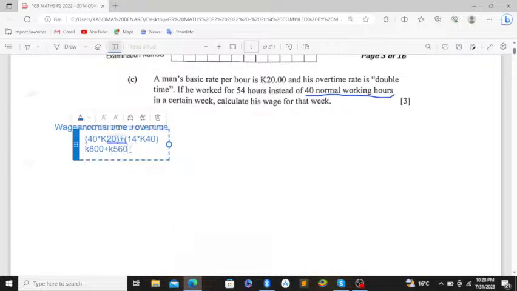Now we're going to find the sum of those. 800 plus 560 will give us 1360 kwacha. This is the amount he got in that particular week, the sum he got at the end of the week according to the number of hours he worked, overtime and normal time.